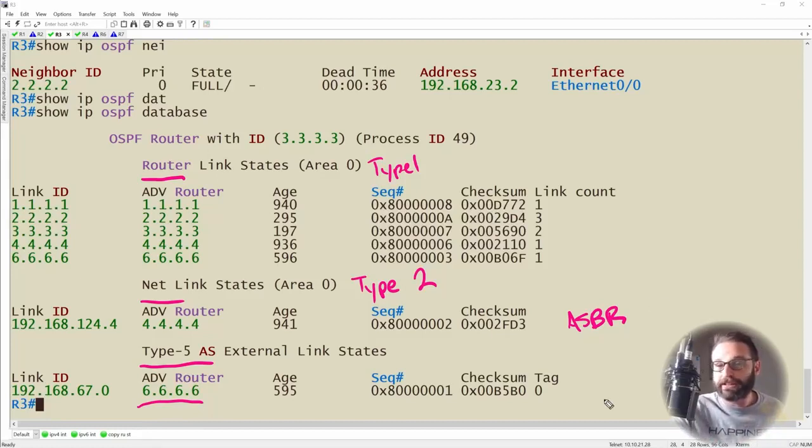But if we were going into a different area, that area would need to know how to get to the autonomous system boundary router, and that's where the Type 4 comes into play. We're going to talk about that more in the next nugget. Trust me on that one. That'll make more sense when we start talking about dividing and scaling our areas up.